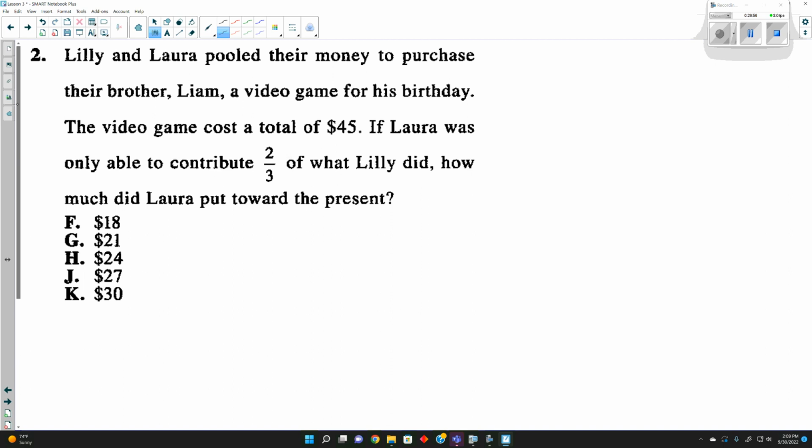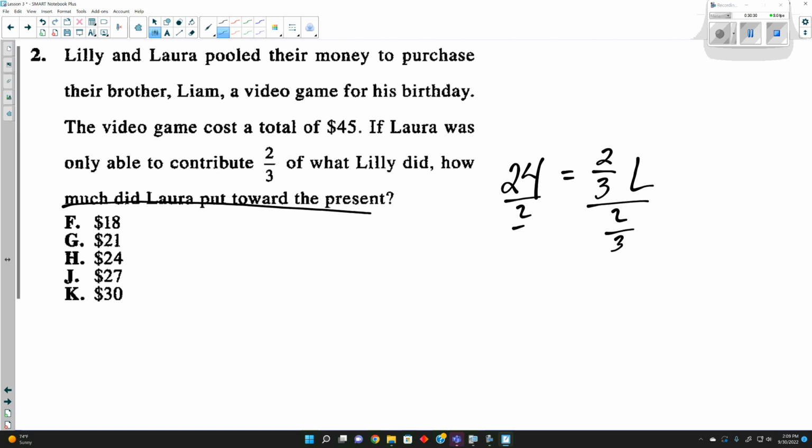Now, if I looked at this again, it's asking how much did Laura pay, yes? If Laura was only able to contribute 2/3 of what Lily did, and the total is 45, right? So Laura's amount should be less than Lily's. By how much? 2/3, yes? So I could use these answer amounts. We could pick, say, 24. If 24 is what Laura paid, would it be 2/3 of what Lily paid, yes?